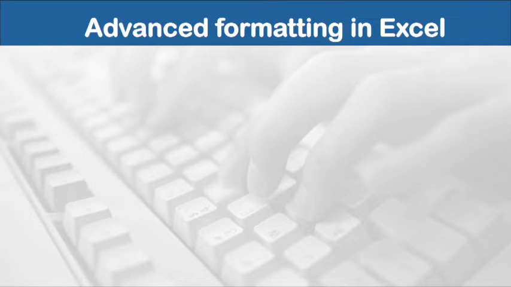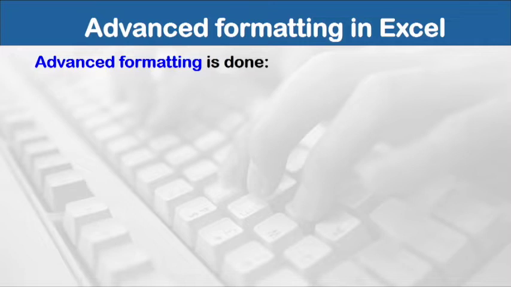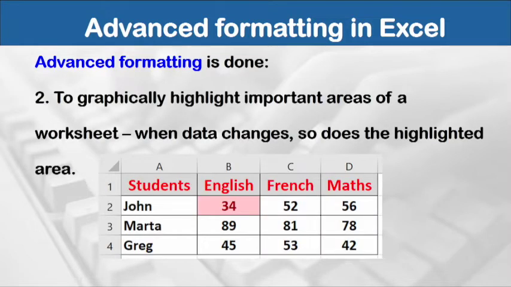Another reason why advanced formatting is performed is to graphically highlight important areas of a worksheet. We will see how when data changes, even the highlighted area changes. The value in cell D4 has been changed to 42. As the value is greater than 40, cell D4 is no more highlighted.